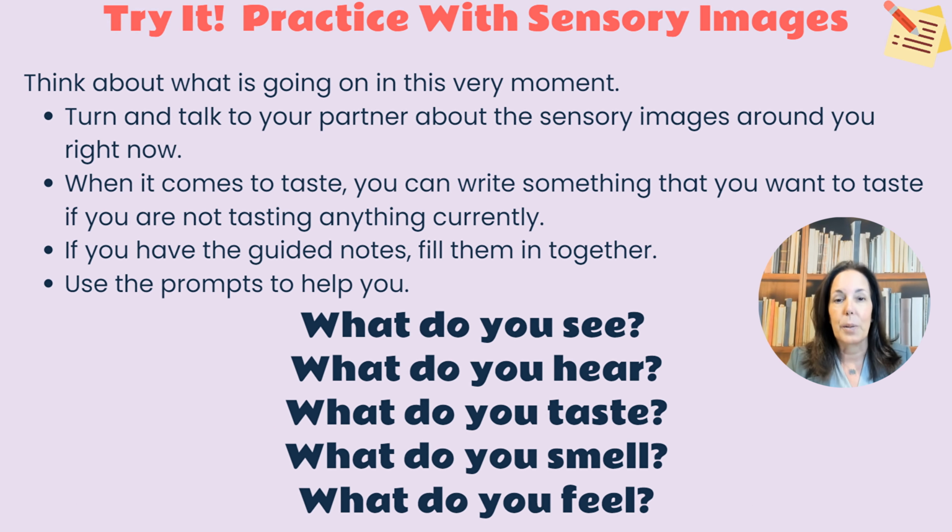Okay, let's try a little more practice with sensory images. So you're going to think about now, not the song, but what's going on with you in this very moment, right? Turn and talk to your partner about the sensory images around you right now. When it comes to taste, you can write something that you want to taste if you are not tasting anything currently. If you have the guided notes, fill them in together and use the prompts to help you.